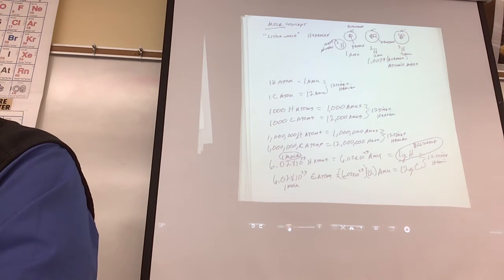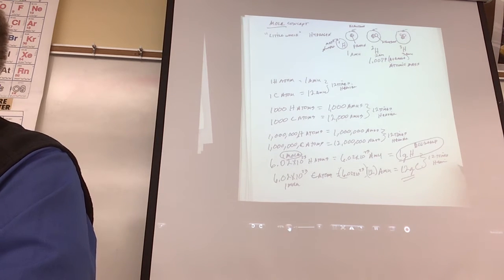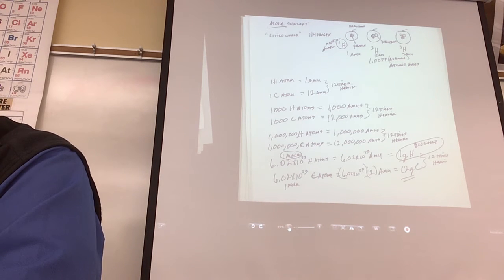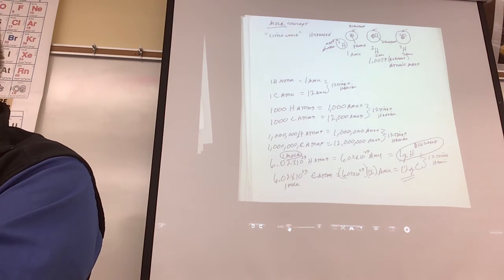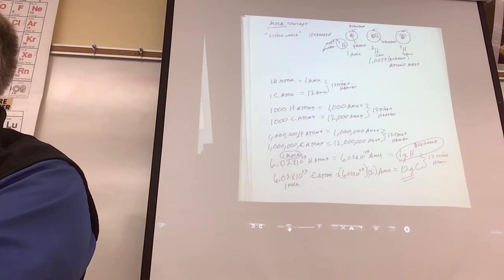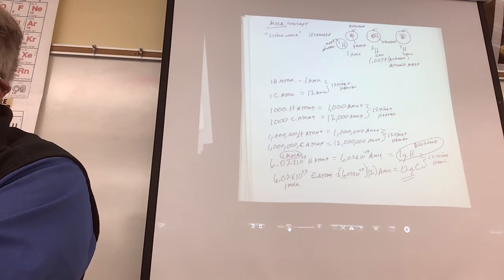See, I can go with that balance over there. Do you think I could weigh out 12 grams? A paperclip's 1 gram, isn't it? A little paperclip's 1 gram. Could I weigh out 12 grams of carbon? Yeah. And if I put that little black pile of carbon right there, what would be in my hand? Well, that's 12 grams of carbon.